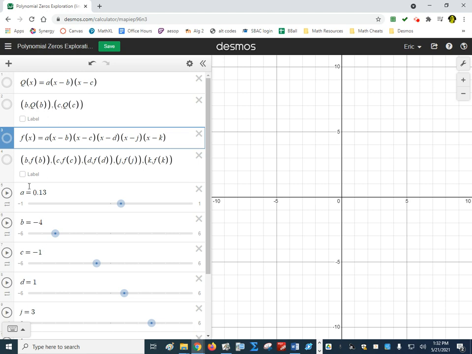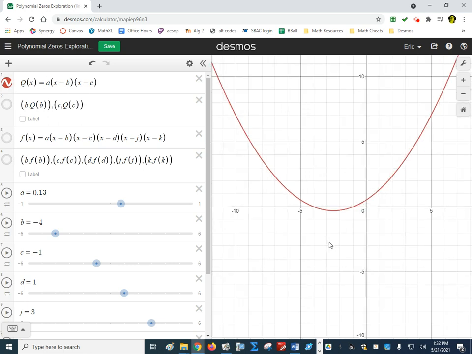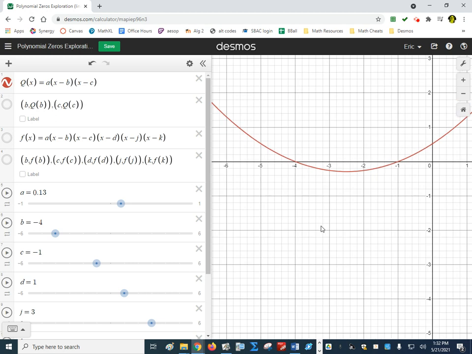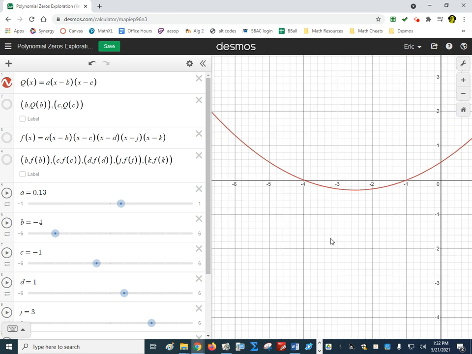Everybody agree? Okay, a is positive, so we should get normal even n behavior. And so there's our function, right? That's not a big surprise, is it? That looks like what we'd expect. Everybody agree? If we look at the x-intercepts, sure enough, there they are. Are those factors linear or quadratic or cubic, or what are they? They're linear, aren't they? Because the factors each have a multiplicity.